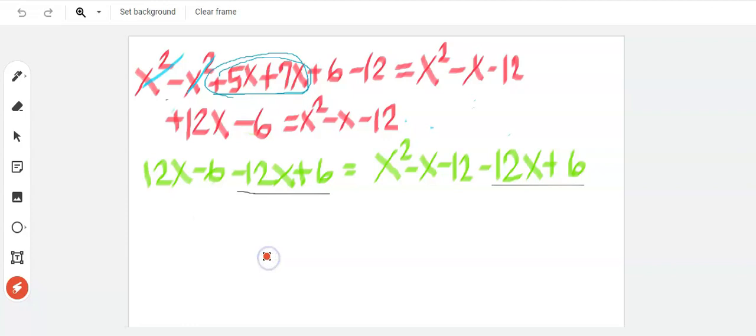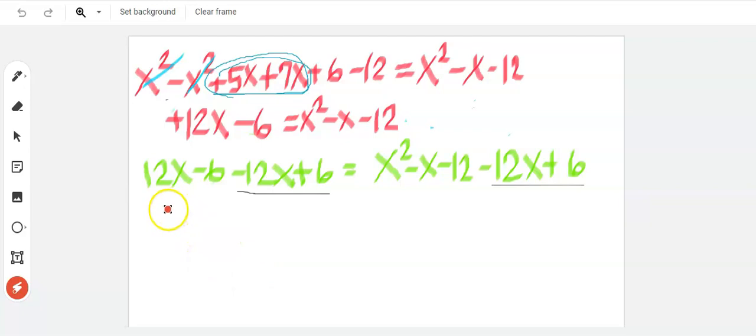Let's continue with the solution. This is the solution line. We stop at this solution line wherein we add the additive inverse of 12x, which is negative 12x, and we add the additive inverse of negative 6, which is positive 6. Since we added negative 12x at the left side, we also added negative 12x at the right side. And since we added positive 6 at the left side, we also added positive 6 at the right side.